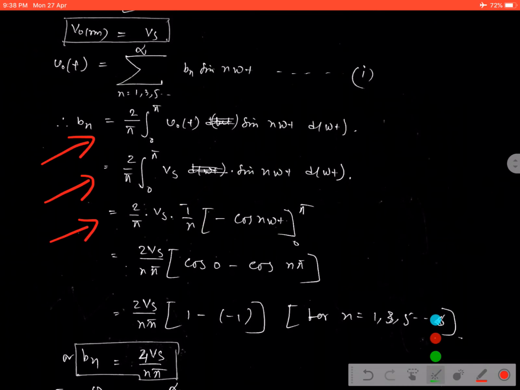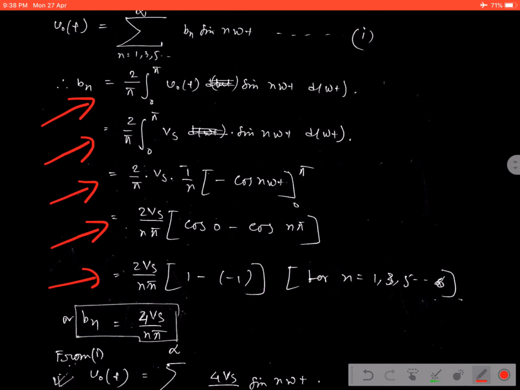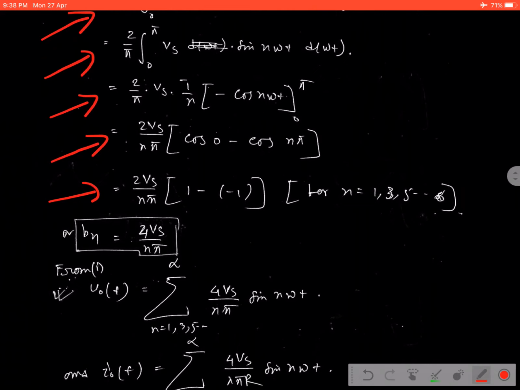And considering the limit 0 to pi, that is cos 0 minus cos n pi, as it is half wave symmetrical in nature. That is why we should consider the odd harmonics only, as I told you before. In all the cases, cos pi, cos 3 pi, cos 5 pi will give you minus 1. So we will get the result 2 Vs by n pi times 1 minus minus 1. That is why we will get the coefficient Bn, that is 4 Vs by n pi.